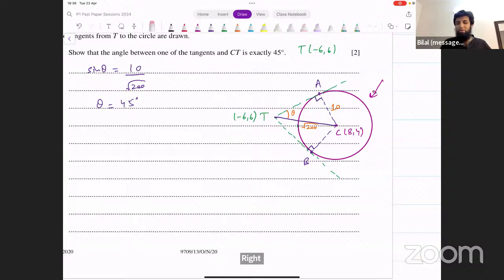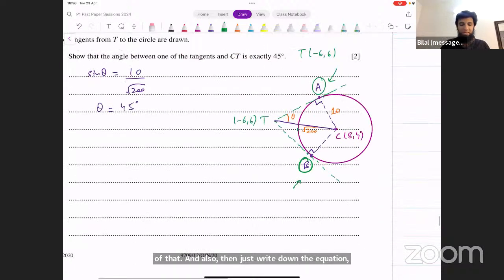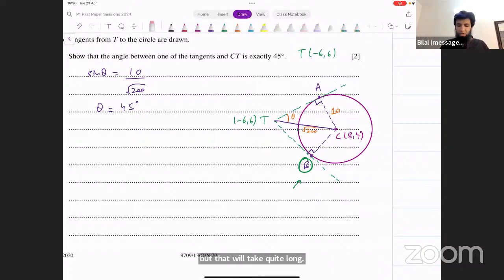So one possibility could be to find this point by solving the equation of the circle and the equation of the tangent simultaneously. Once you have those 2 points, you could find the gradient of that, and also then just write down the equation, but that will take quite long. It's only 4 marks, so there should be some other way of thinking about this.